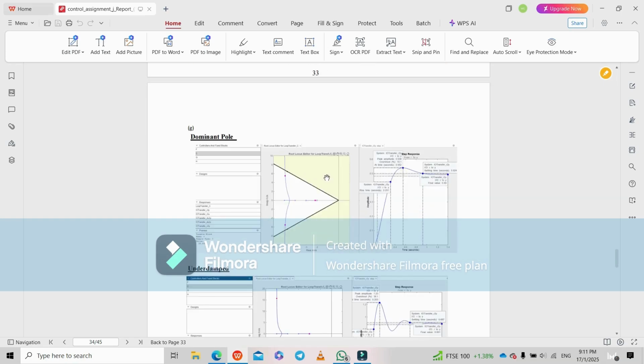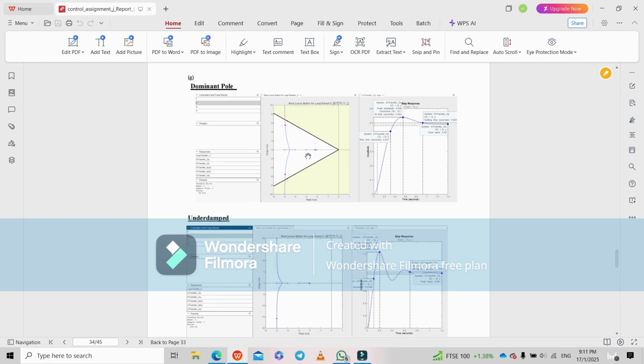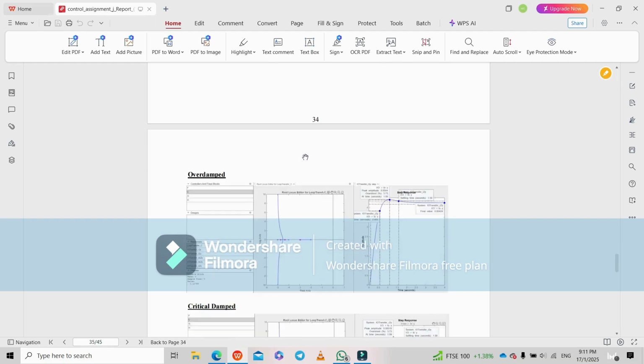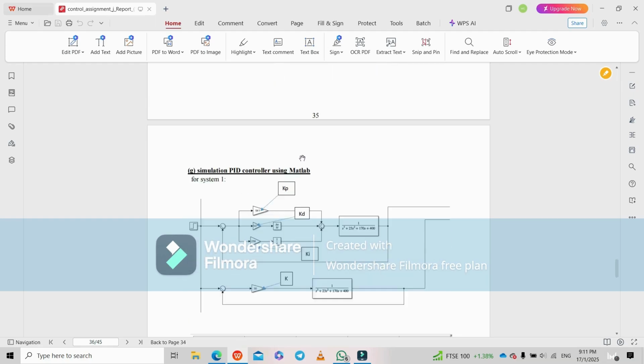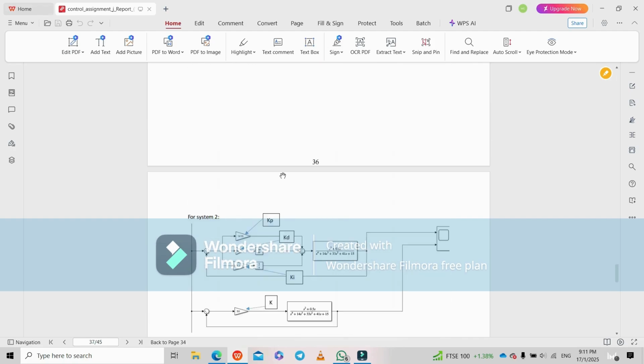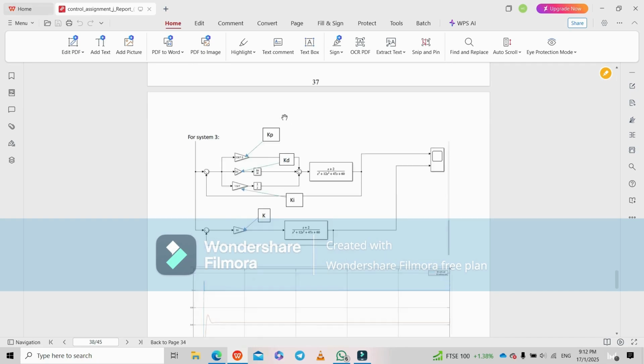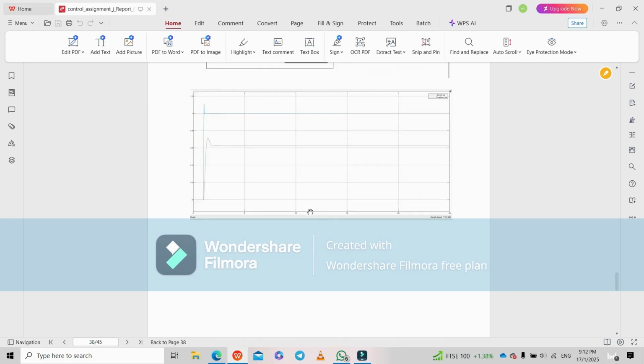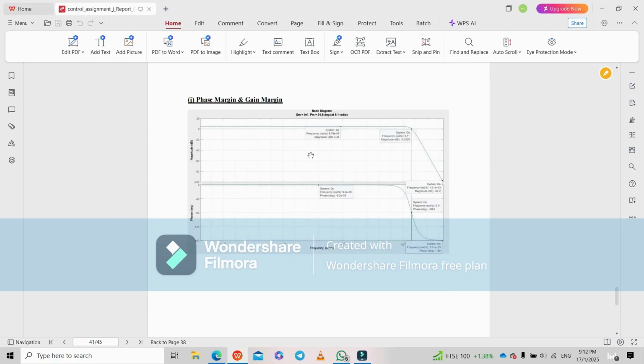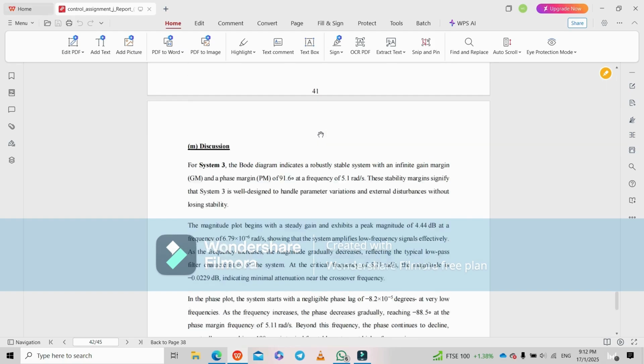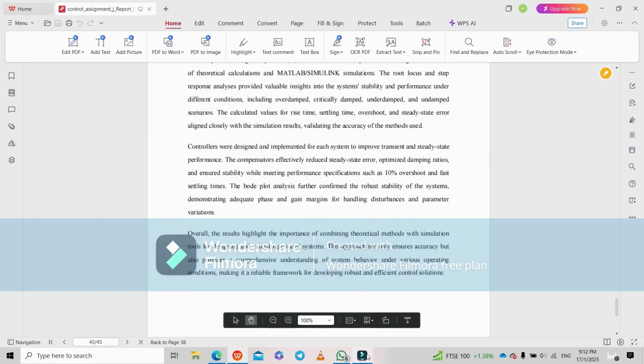Then part G is to prove from Simulink and MATLAB. Then this is the result compared to the calculation. Then the PID controller for system 3, and this is the transfer response. Then this is the phase margin and gain margin for system 3, which is the gain margin is infinity and the phase margin is 91.6 degrees. Okay, that's all for me. Thank you.